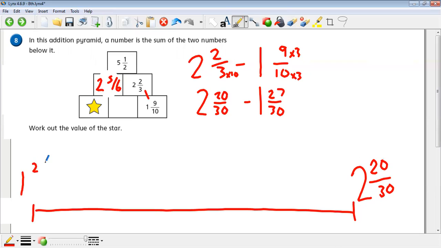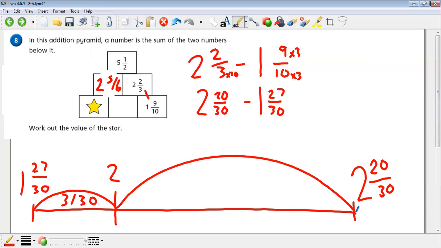Put the smallest one down here, like so. And then we can just go to the nearest whole, which is 2. So that's 3 30ths. And to get from 2 to 2 and 20 30ths is just going to be 20 30ths. Put the bounces together is 23 30ths.